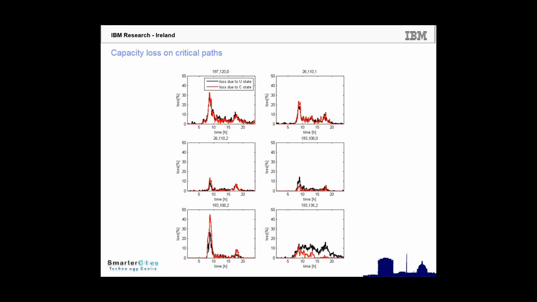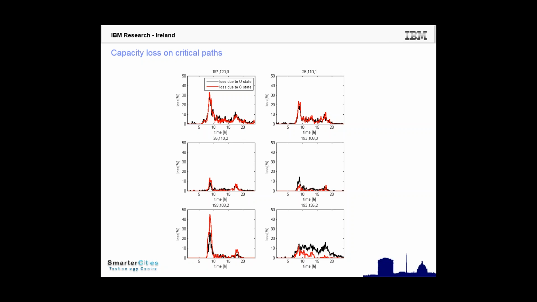So if we look at the capacity loss over the critical path that I just showed you, these three pictures show the capacity loss in percentage over the expected flow of the C state and the U state. The C state is in red, the U state is in black. What is pretty interesting here is that neither the C state nor the U state is more critical than the other.